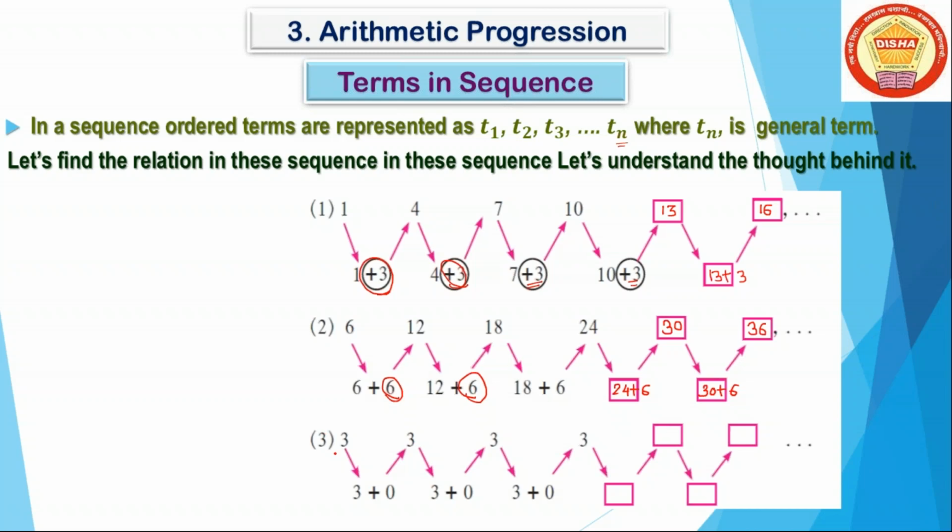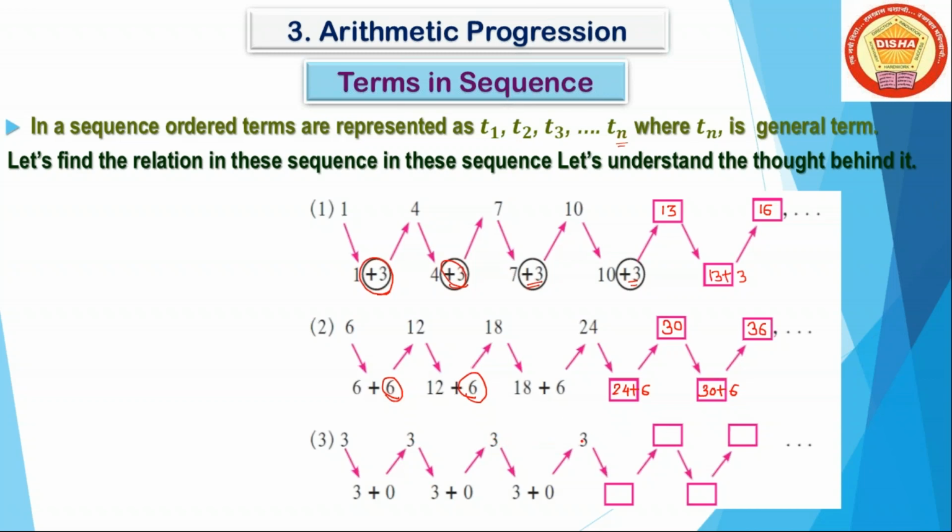Okay. Then see example number 3. What sequence is given here? 3, 3, 3, 3. What is the meaning of this? In the given sequence, each and every term is 3. Which number did we add in the given sequence? We added 0. That is, 3 plus 0 is equal to 3. 3 plus 0 is equal to 3 and so on.